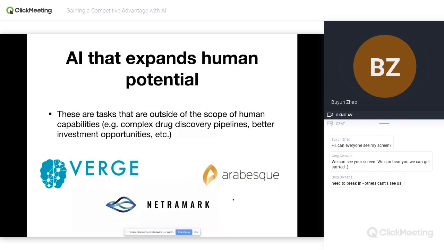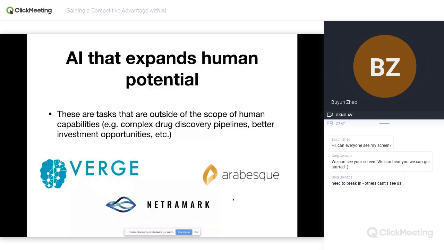And finally, there are AI companies that aim to expand human potential. This broadly means that the AI can do something that the human can't. In the previous examples, humans can do customer service or pick out weeds, but these AI machines help to augment human potential by doing things that humans simply can't, such as diagnosing a very complex cancer or designing a very complex drug discovery pipeline. I've listed some examples just so you get a better sense of what I'm talking about.